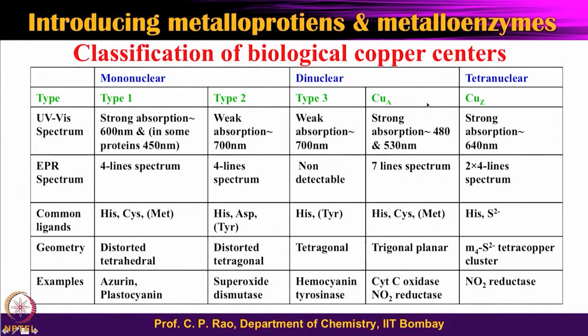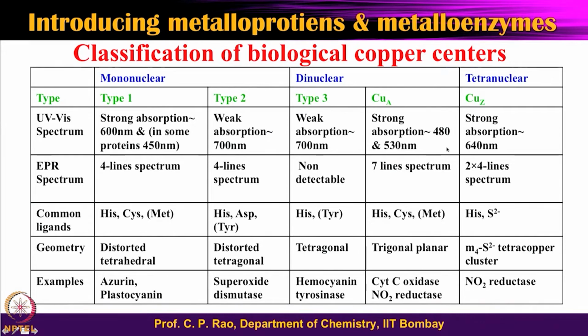Now, what have we looked at? We have looked at the type 1, type 2, type 3, copper A, copper B, and we have not looked at the copper Z. There is another one, copper Z, which is tetranuclear. Copper B is from the dinuclear case. So, these are some of the characteristics. They all have absorptions more or less in the visible region, and the absorptions go from 450 to 700. So, 450 to 480 to 530 to 640 to 700.